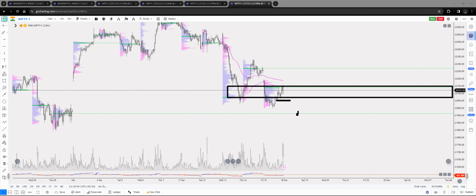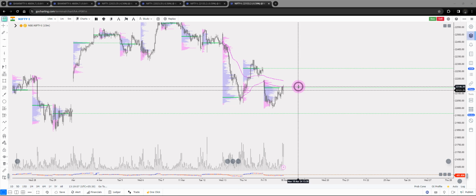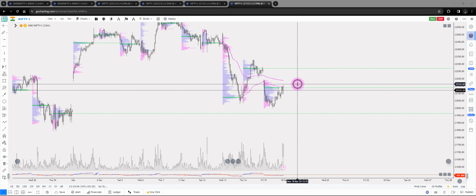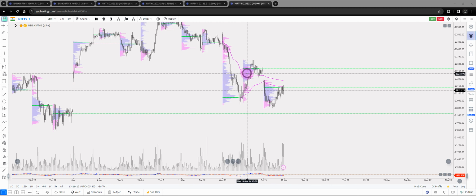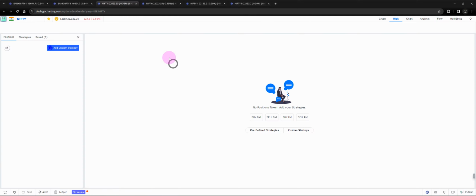So as of now, we'll make a strategy thinking that we will break this zone on Monday. We'll open somewhere here and go above this, so that we can target a 100-point move on the upside to 22,270. Okay, so let's go to the options desk. This is new, it's in the beta phase. It will be launched pretty soon.